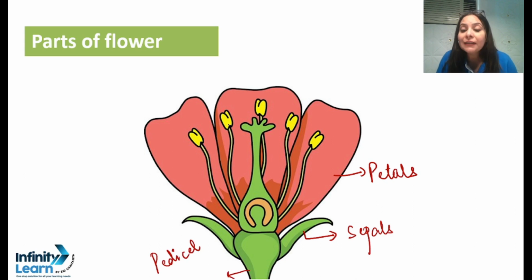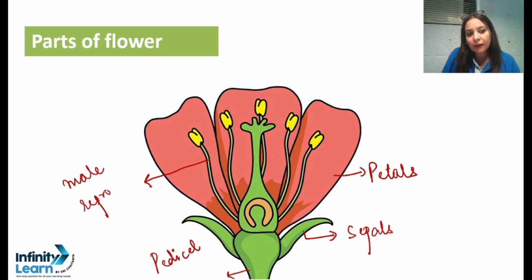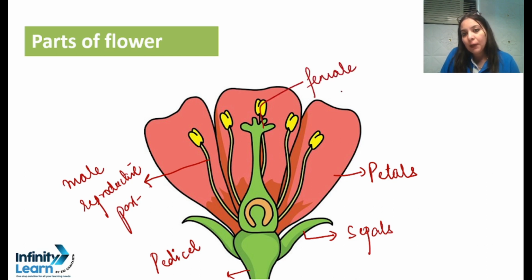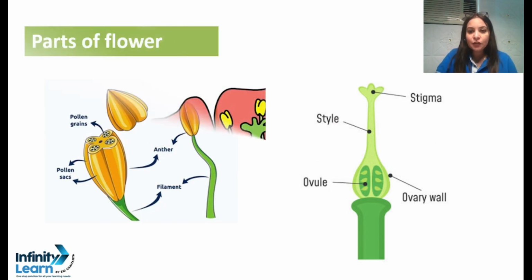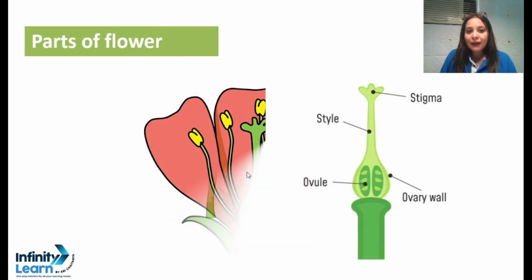Now what about the parts that are left? Let me tell you that this one you can write as the male reproductive part. So it is the male part of the flower, and this is the female part of the flower. Now let's read what they contain. If we talk about reproductive parts, we have just studied that this is a male part and this is a female part. Okay, see, in this picture I have told you this, female and male.